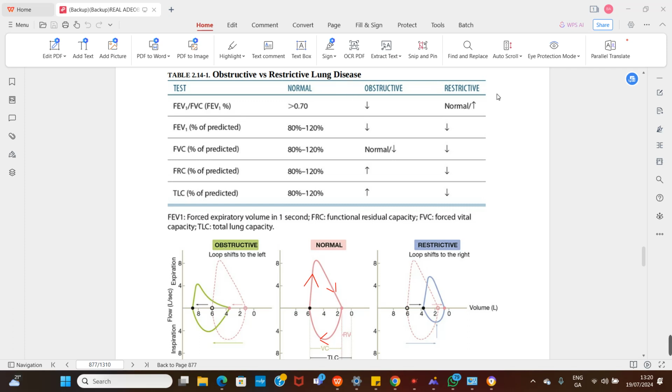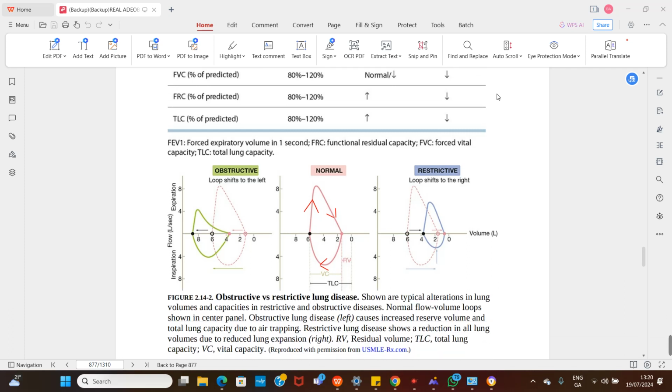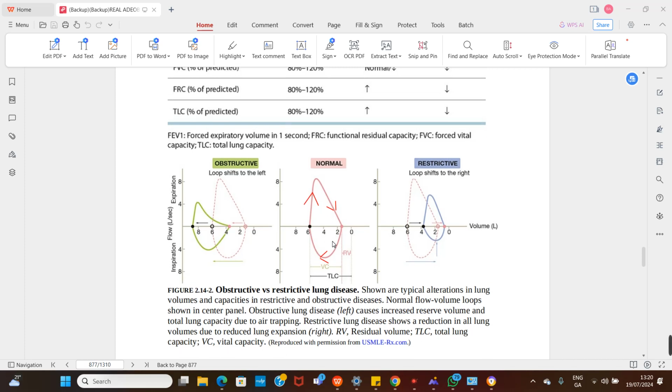Now in restrictive, the only thing that increases or becomes normal is your ratio. Everything drops. FEV1 drops, FVC drops, FRC drops, total lung capacity drops. That's that. Now they can give you this graph and tell you to interpret what pathology is causing it. Very easy. If I was in the exam, I might not really need to calculate anything. I will just look at the direction where it's shifting to. If it's shifting to the right, because of the R letter, that is restrictive. If it's shifting to the left, it is obstructive.